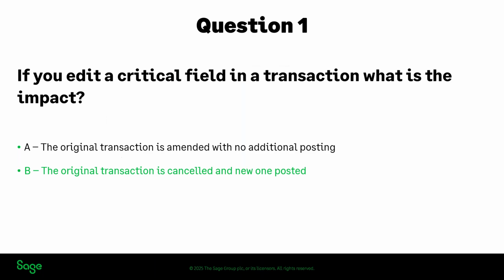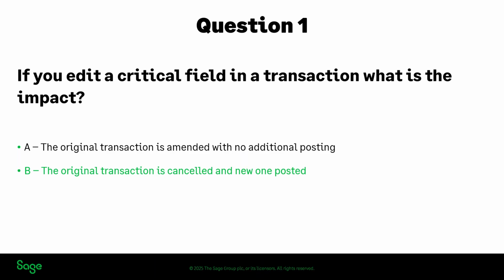So question 1, if you edit a critical field in a transaction, what is the impact? Well, it's option B. The original transaction is cancelled and a new one posted. It can be as well, depending on the status of the transaction of those two. It can be that the original transaction is updated and a copy of the original transaction is posted to the end of the audit trail.